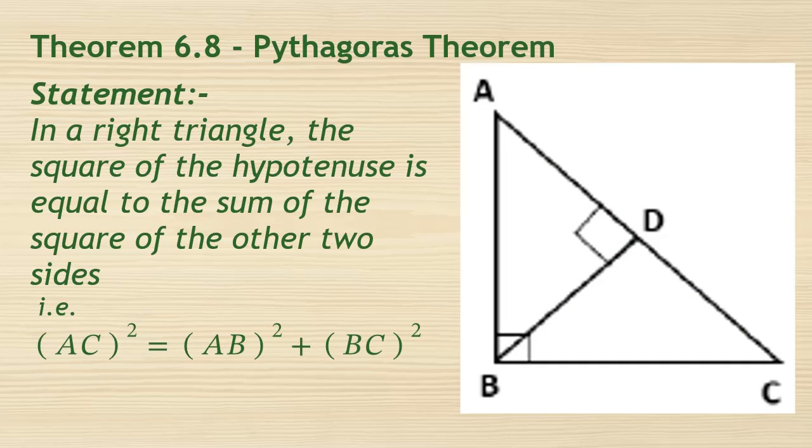Now the next theorem in the row is Pythagoras theorem. It's theorem 6.8 of NCERT. You all are well aware of Pythagoras theorem. Starting with the statement: in a right triangle, the square of the hypotenuse is equal to the sum of squares of the other two sides. According to our figure, we need to prove that AC square equals AB square plus BC square.